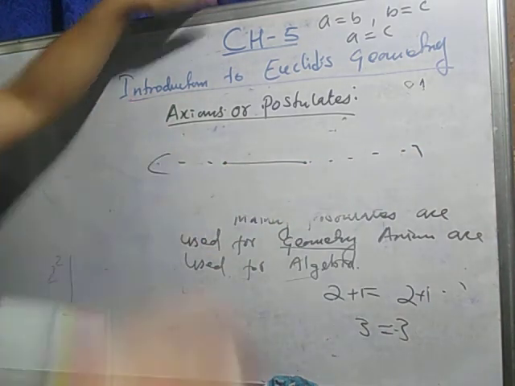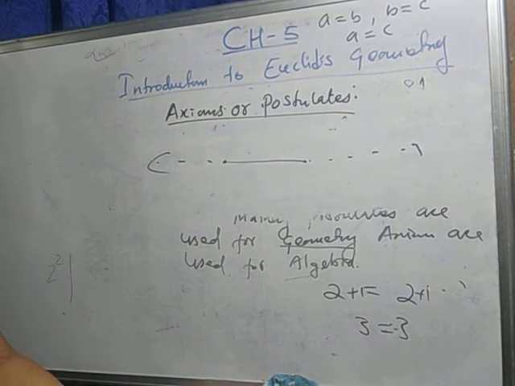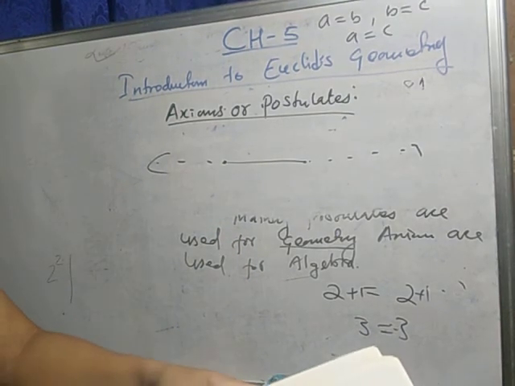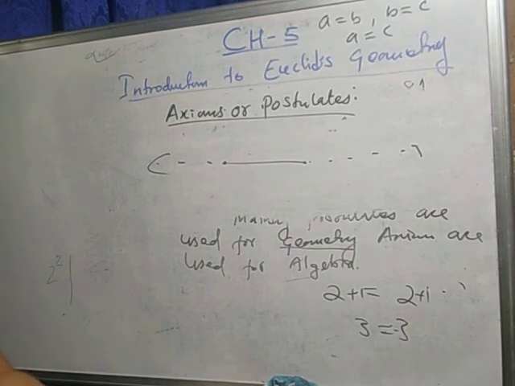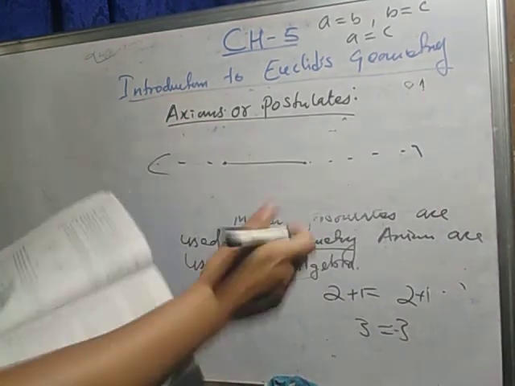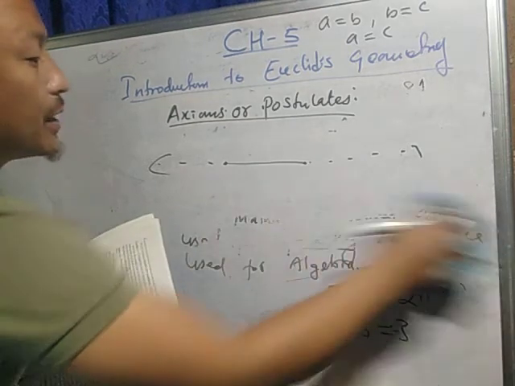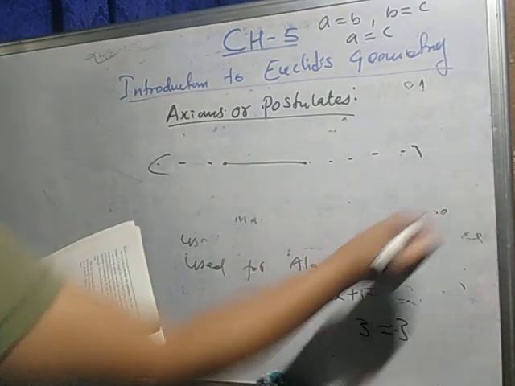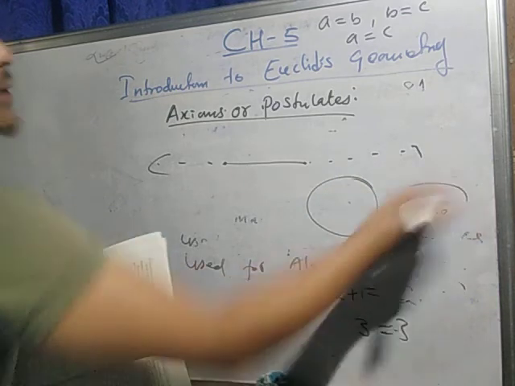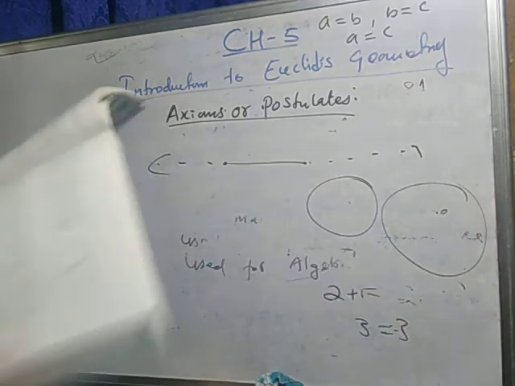Likewise, next you have: a circle can be drawn with any center and any radius. This you can also draw, isn't it? See, a circle can be drawn with any radius and any center. This is your center, this is also a center. With any radius you can draw a circle.